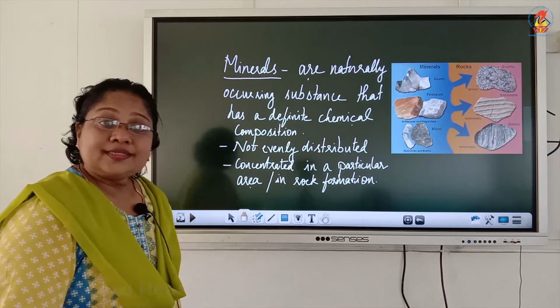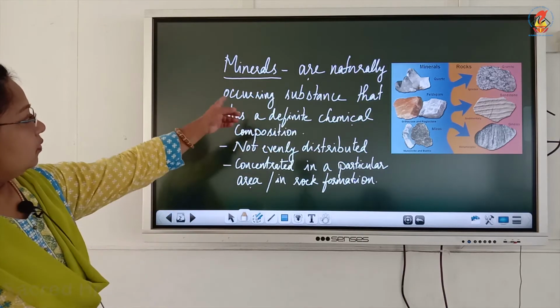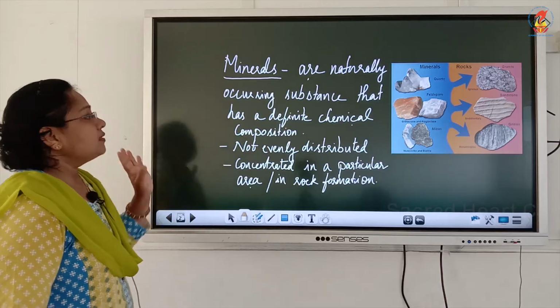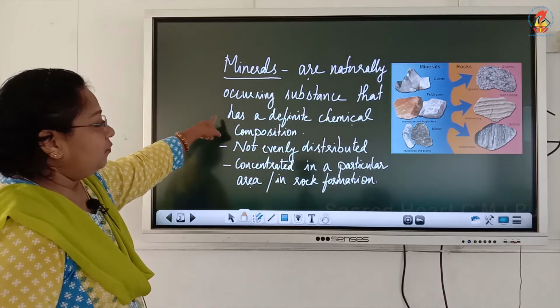So what is a mineral? Minerals are naturally occurring substances. You can see it is occurring naturally without any human interference. It is a naturally occurring substance with a definite chemical composition. So a mineral has a definite chemical composition. That is the definition of mineral.